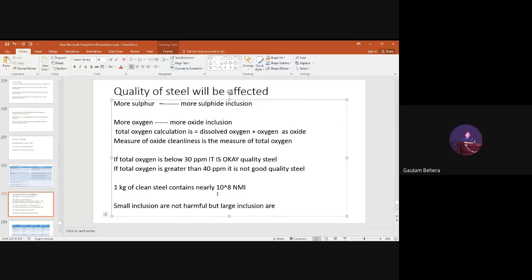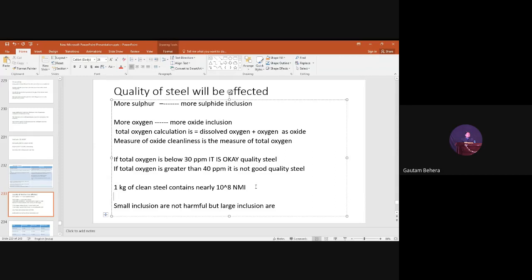And you can see a figure here that the data is that 1 kg of clean steel contains nearly 10 to the power 8 non-metallic inclusions in 1 kg of plain steel. So you can understand the numbers. I told you that we cannot remove 100% of inclusions, but we try to remove them as much as possible. That means anyhow some inclusions will be there.